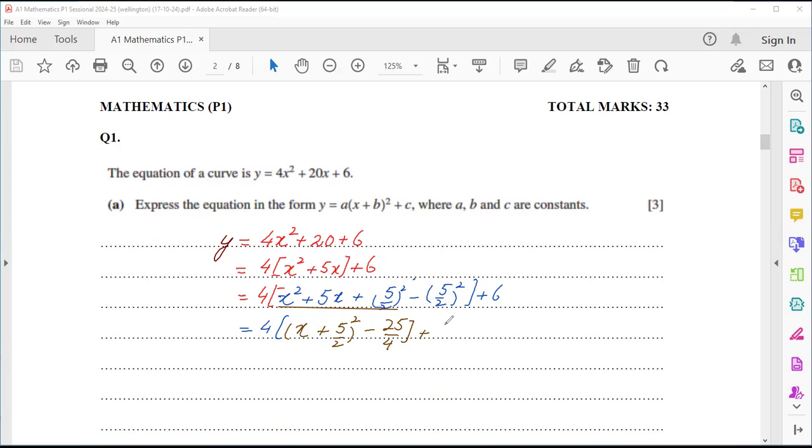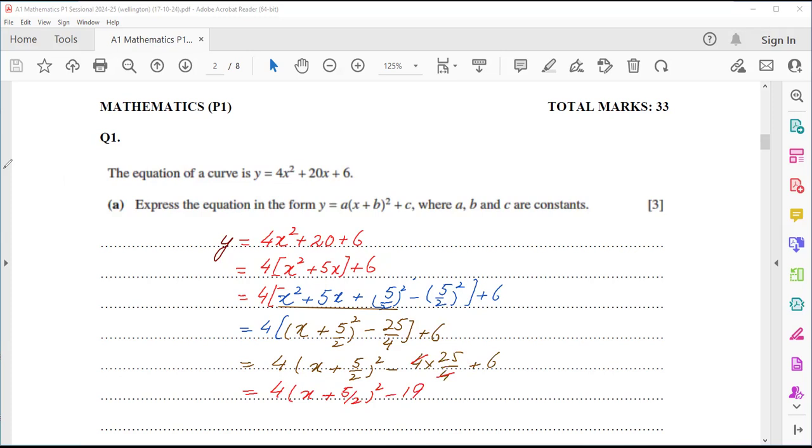If I'm not wrong, then you have to write this one as: open the bracket, expand the bracket, 4 times x plus 5 by 2 whole square and minus 4 times 25 by 4 and plus 6. These two terms will be cancelled out and I will get the answer: 4 times x plus 5 by 2 whole square minus 25 plus 6 becomes minus 19. If you have these steps, then you will get your full marks. The full marks are 3. That's the first part of the question.